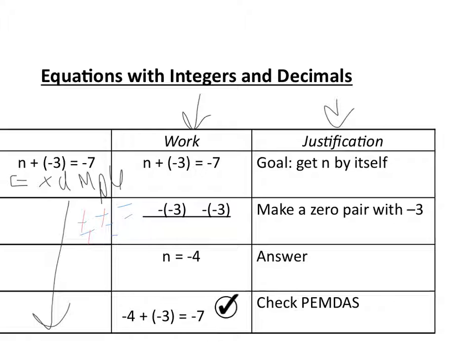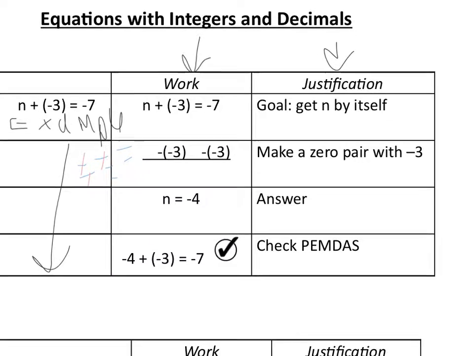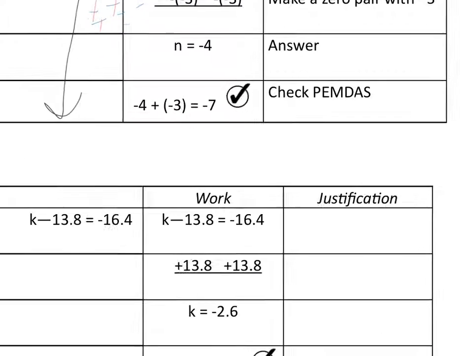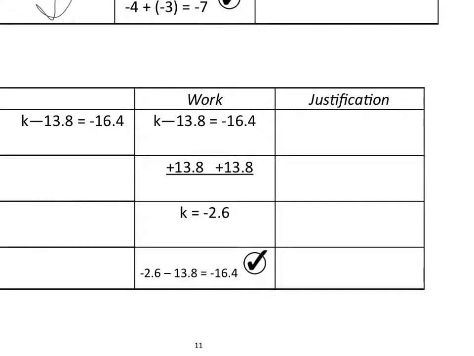Or you can go through the process of add the opposite. But again, now you see why you need to know those order of operations. Next is to say, what's my answer? My answer is n equals -4. Now it wants me to check using PEMDAS. So we've got to use order of operations, and you have to know your integer rules. Where the -4 was, I filled it into the original equation, all the way at the top. And I get -4 plus -3. That does equal -7.